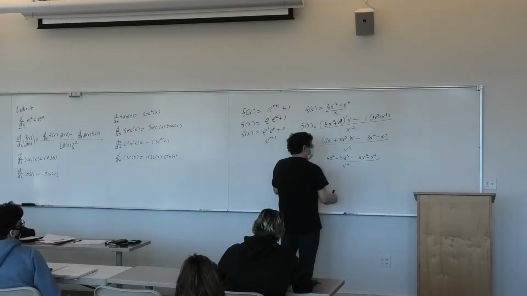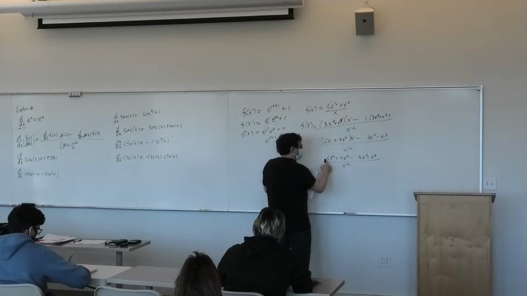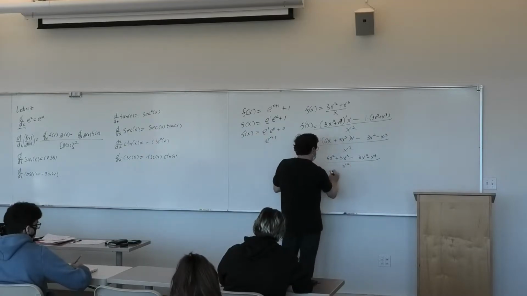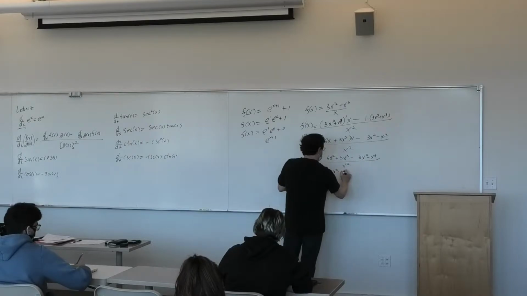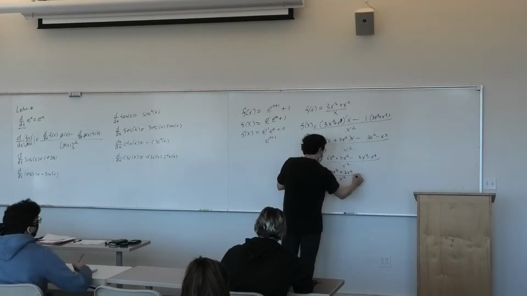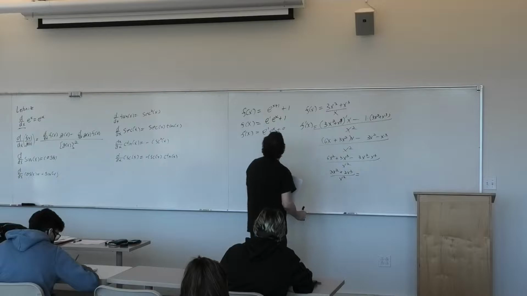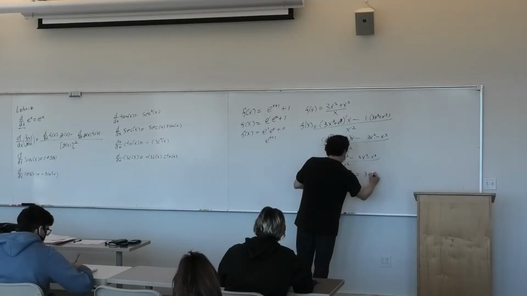And what do we have in common here? 6x squared minus 3x squared is 3x squared. 3x cubed minus x cubed is 2x cubed. x squared is what? 3 plus 2x.